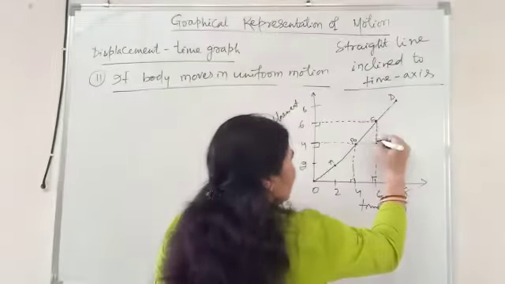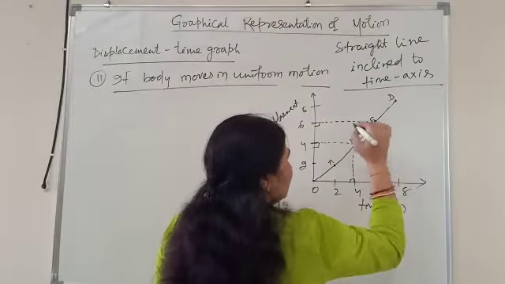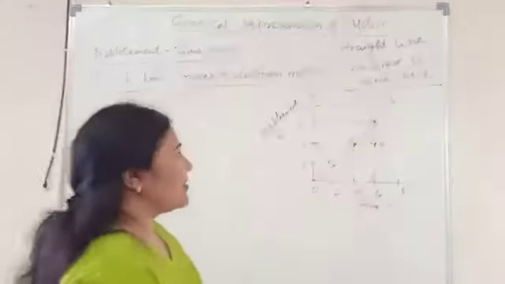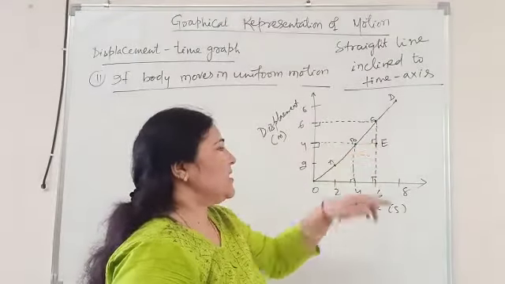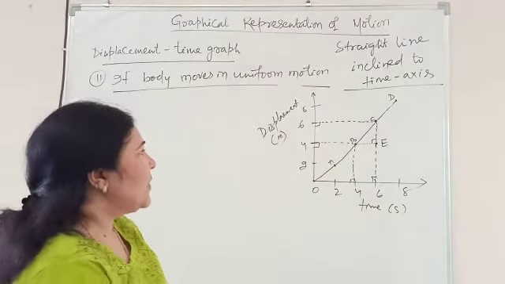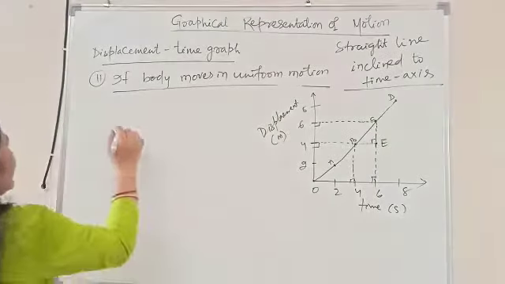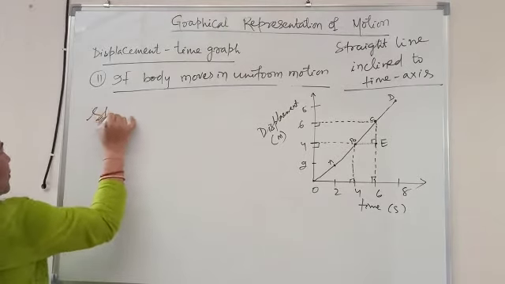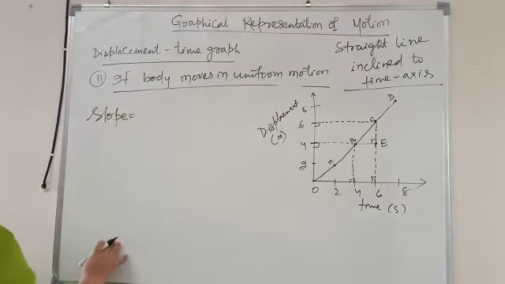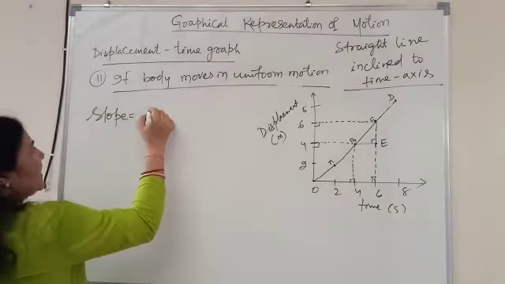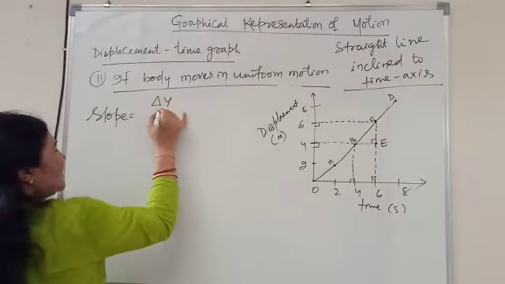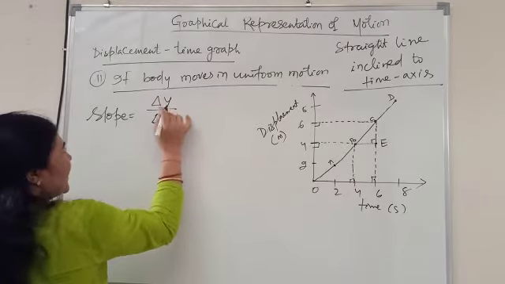So here, BCE is making a right angle triangle. BCE is a right angle triangle. Now, where are you finding the slope? So let's talk about the slope. Now the slope's formula is what? Change in y-axis, that is taken as delta y, divided by delta x.